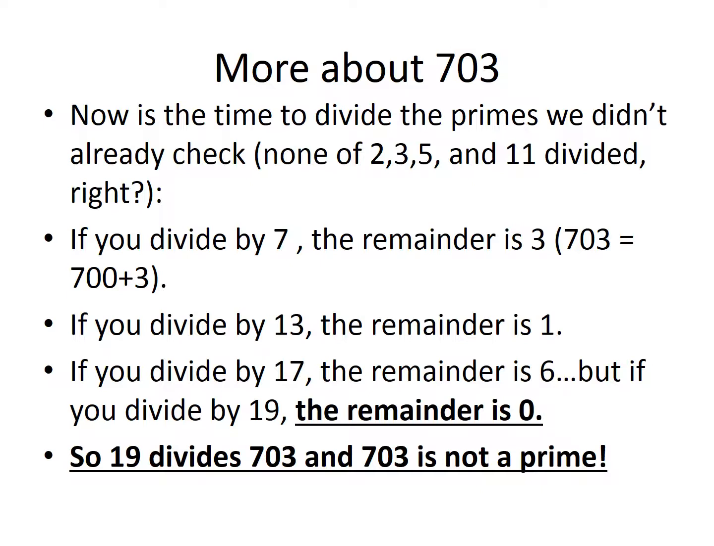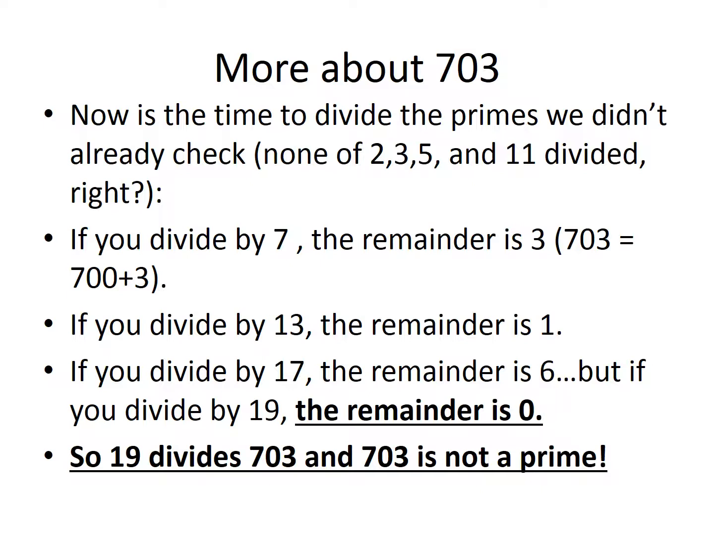Okay, so you're back, and I don't think 2, 3, 5, or 11 are going to divide 703. So let's look at the numbers on the list that are left. There's 7, 13, 17, and 19. So I could try to divide 703 by 7. I know 703 is 700, which definitely 7 divides, plus 3 more, and I know the 3 part is not divisible by 7, so 7 does not divide 703. We'd have 3 left over.